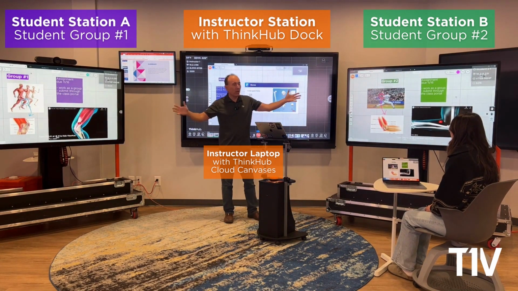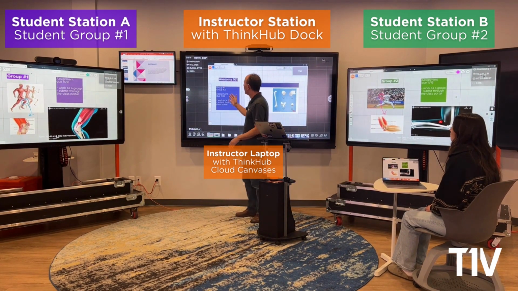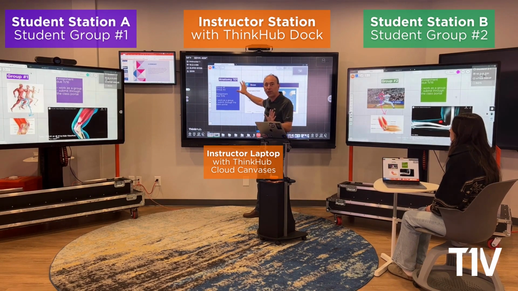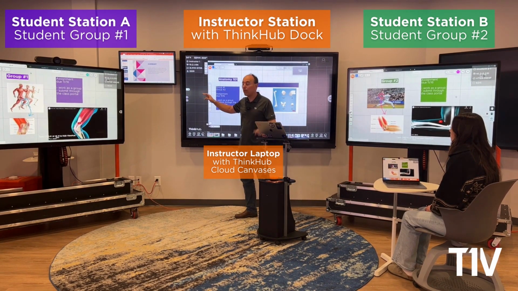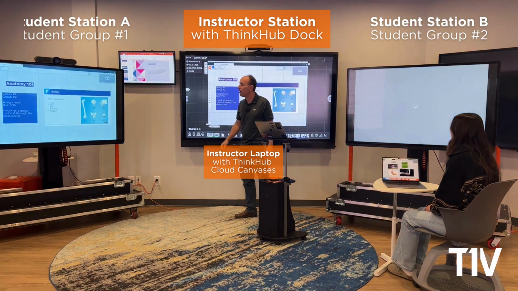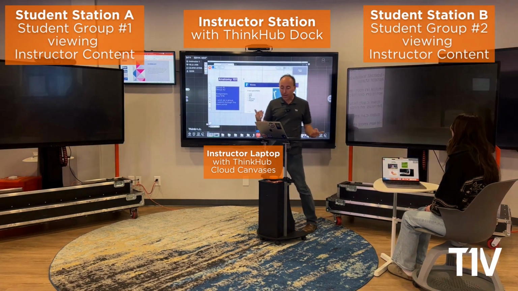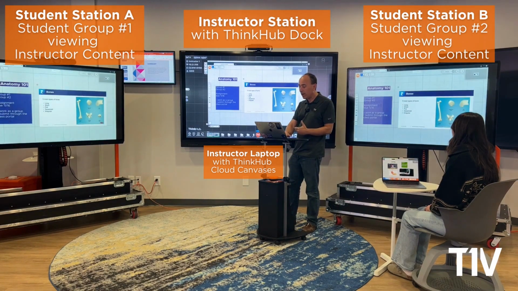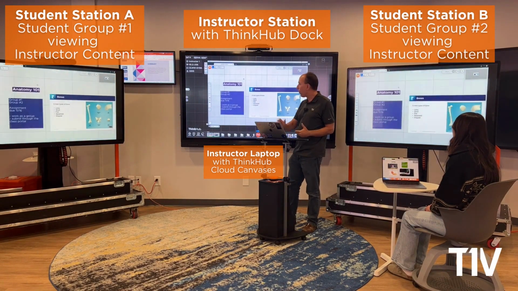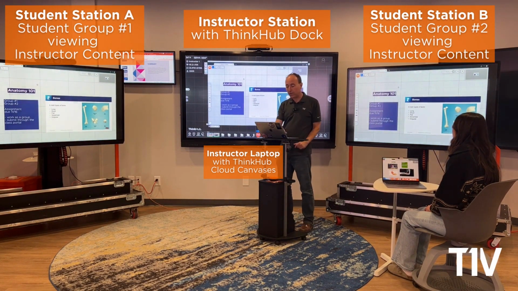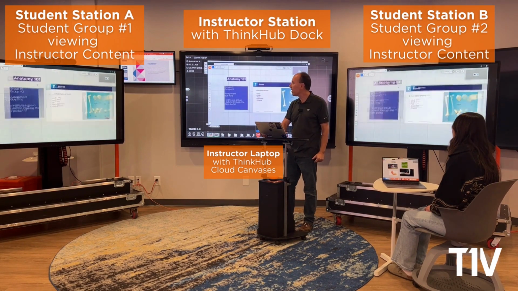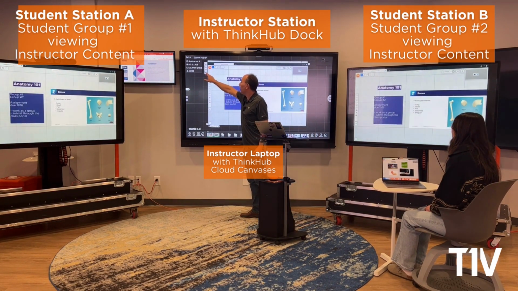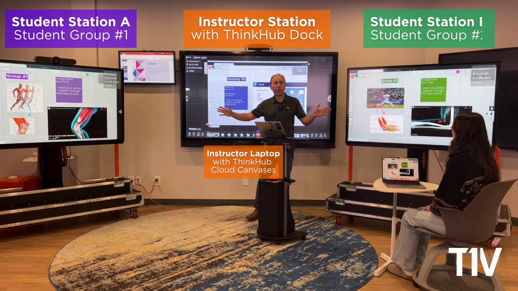But while they're looking at their content and collaborating, I can decide, hey, I want to take what I'm showing and push that to all the student stations and override what they're seeing. So I just hit this cast button, it sends it right up there. And now everything that I'm doing here is going to be live for the instructor station and the student stations. And then I can just easily turn that off by hitting this button, and they're back looking at their own content.